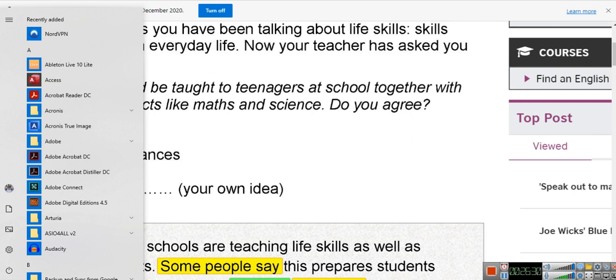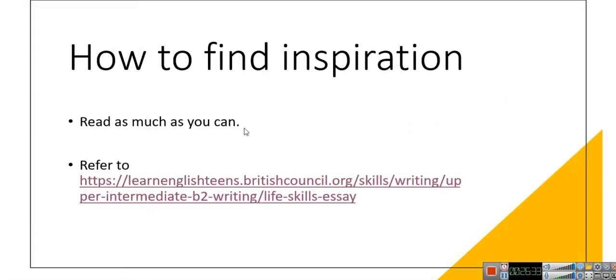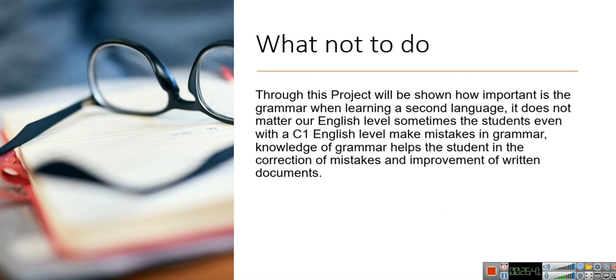Now let's go back to our presentation. Okay, so remember, read as much as you can. You want to be a good writer? Be a good reader. Now, what not to do? Here, I have taken this example from one student. He wrote this for the course Pedagogical Experience 1, and he's talking about why grammar is important. And this is how he starts his writing. I'm going to read it for you.